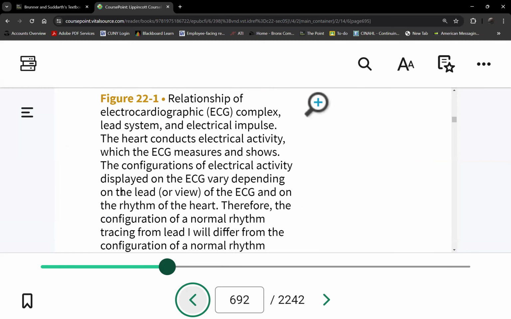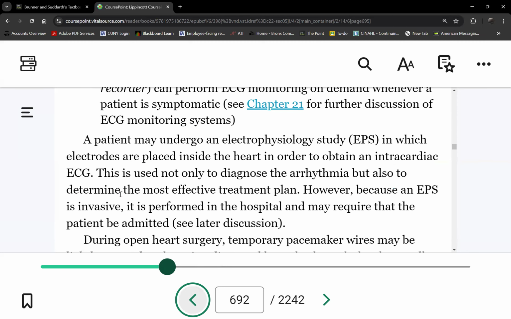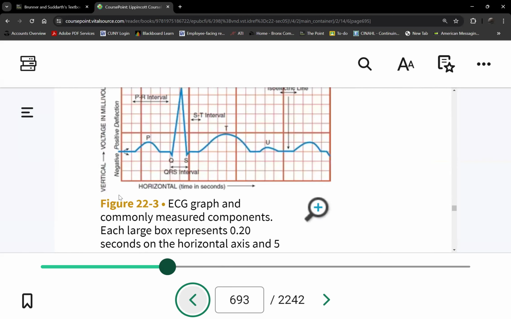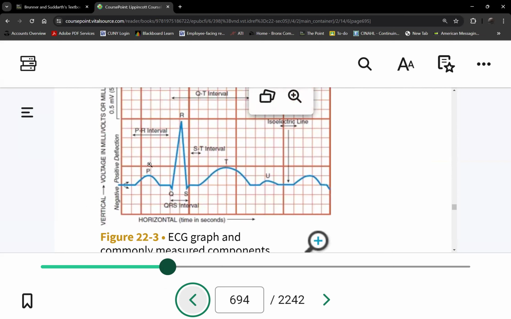Okay, next. Let's measure the PR interval. Don't get confused by the term PR interval, because look at the wave. So this is the P wave, this is the Q, R, S, and then the T wave, and then the, let's disregard the U wave. Okay, U wave is not really significant. 9 times out of 10, you never see the U wave.